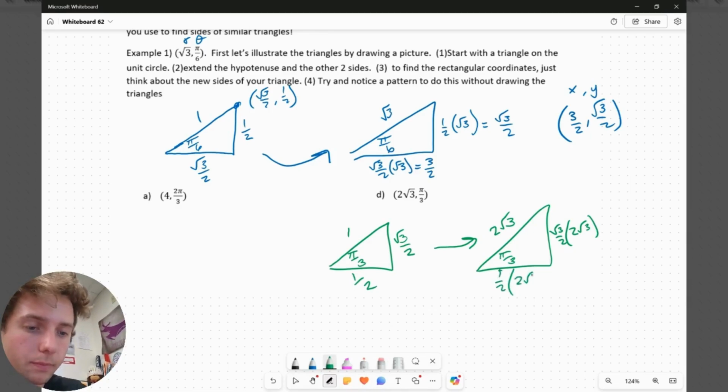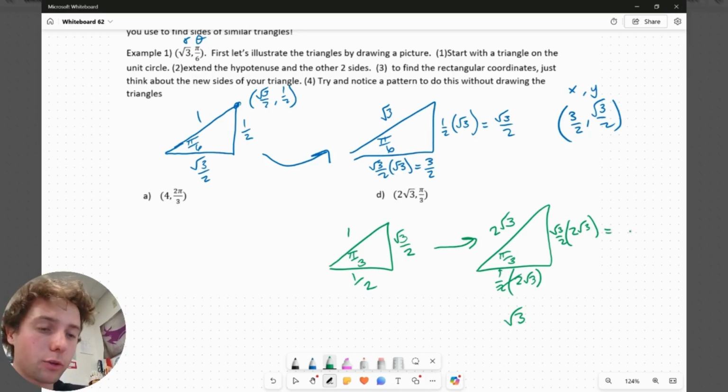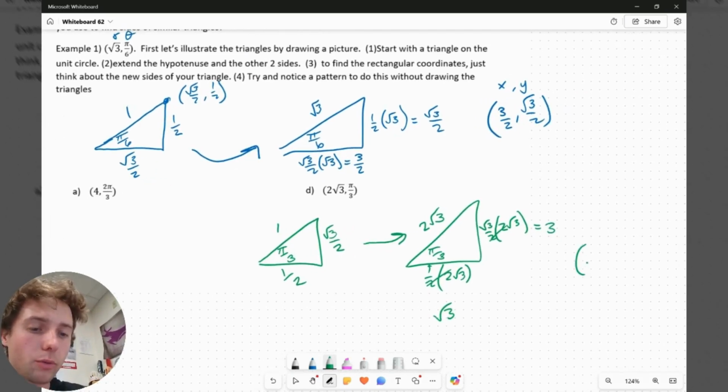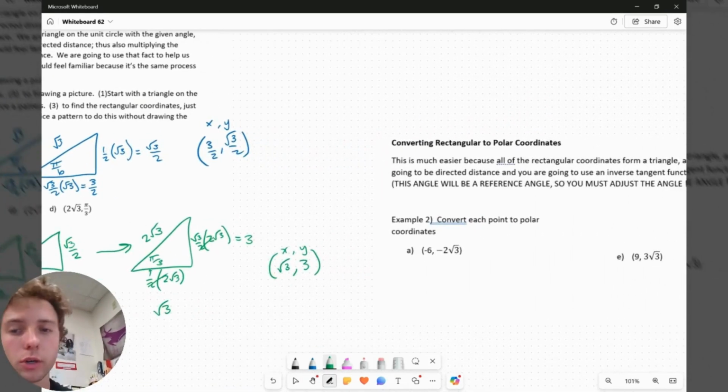times 2 root 3. And then just simplifying, that can be the hardest part sometimes, making sure you understand how that works. 2 over 2 would cancel. 1 times root 3 then is just root 3. I'm looking at a root times itself. Root 3 times root 3 is 3. The 2's still cancel here, so there's a value of 3. Make sure we write this as an x comma y value, root 3 comma 3. That is how we can go from polar coordinates into rectangular coordinates.